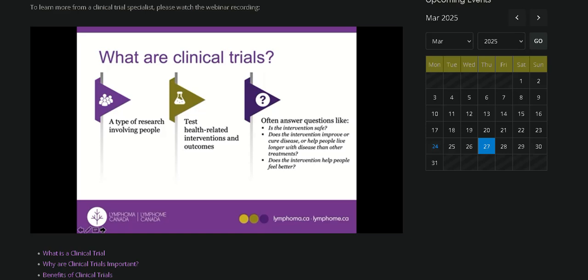We use clinical trials and we design them to answer specific questions. We'll talk a bit about that later in terms of the different phases of trials. They answer questions like, is the treatment safe for people to take? Does the treatment improve, or maybe even cure, disease? Or maybe it helps people live longer with the disease than other treatments that are already available. And maybe the treatment helps people feel better or have a better quality of life, as we sometimes call it.